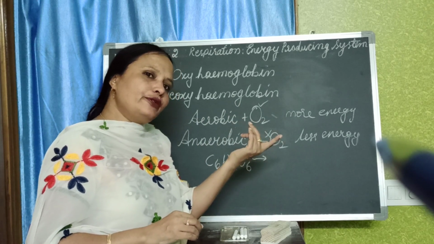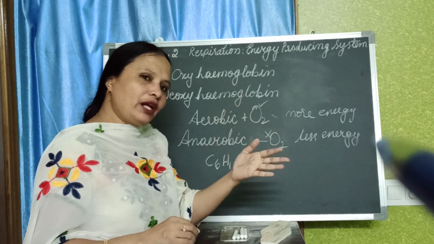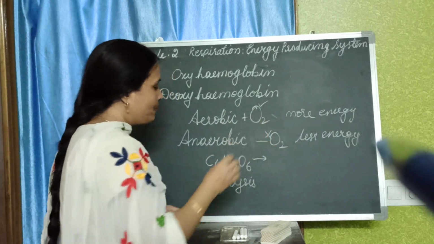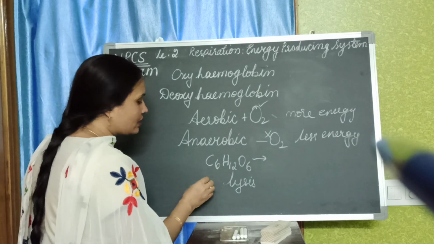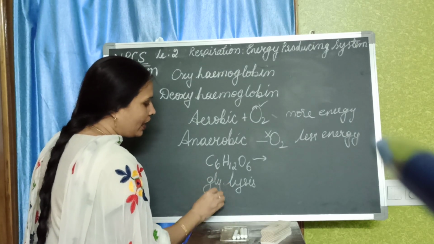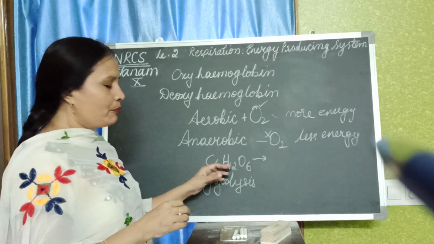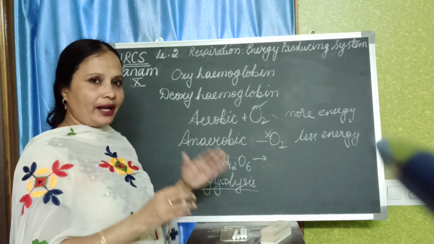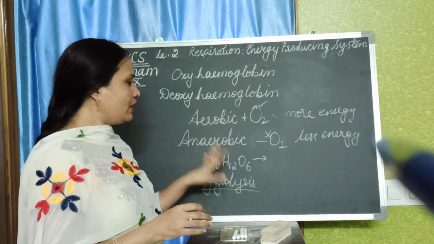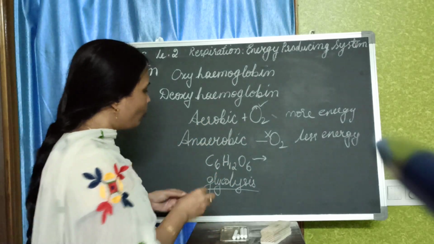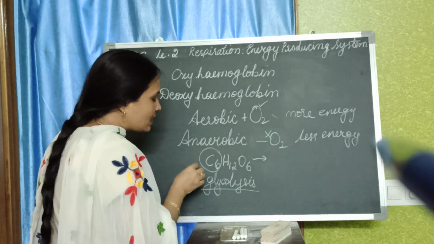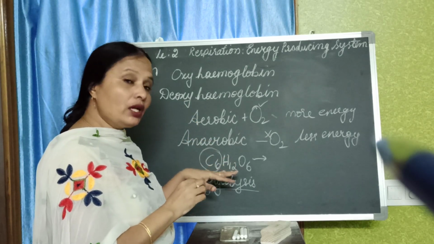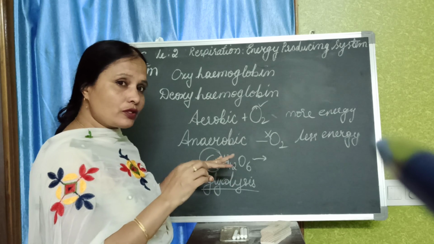In the first lesson, the nutrition lesson, I told you when something is breaking down, we call it lysis. Glucose is breaking down, so obviously what do we call it? Glycolysis. The first step of glycolysis is, how many carbons are here? This is a 6 carbon compound.